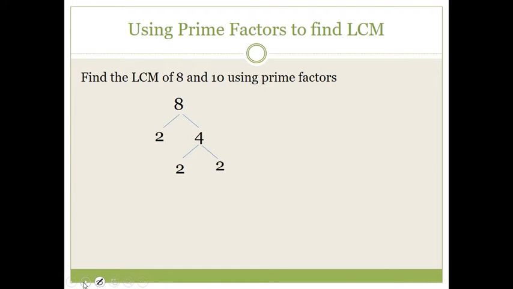So again, just like before when we were finding the greatest common factor, I make the factor tree for 8, or get its prime factorization. And we see that the prime factorization of 8 is 2 times 2 times 2. Then I break down 10. Well, the only factors of 10 are 2 and 5, and they're both prime. Okay, so now I've listed here the prime factorization of both 8 and 10.